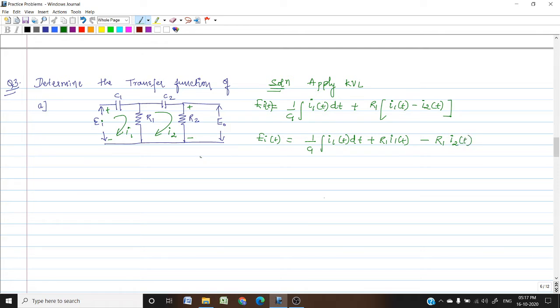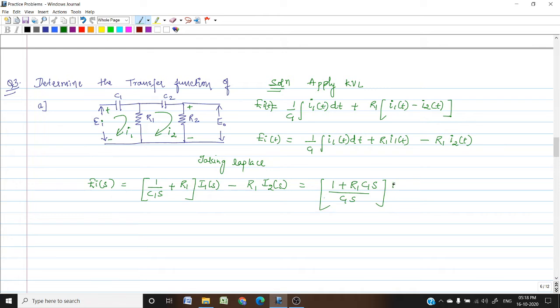So we'll take Laplace of this equation. Taking Laplace, we will have Ei of S is equal to (1 by C1S plus R1) whole multiplied by I1 of S minus R1 into I2 of S. So I'll re-simplify this: (1 plus R1 C1 S) divided by C1 S into I1 of S minus R1 I2 of S. This becomes my equation number 1.